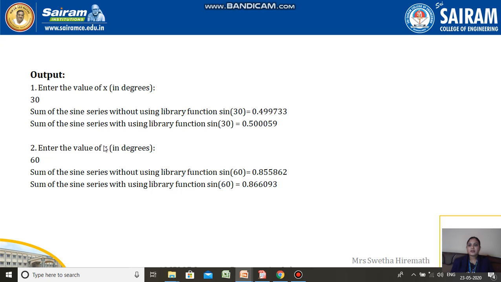Second, we are calculating the value of sin of 60. The sum of the sin series without using the library function, sin of 60 will be equal to 0.855, and by using the library function we will be getting 0.866. So this is about the sin series with the sin x value by using the Taylor series.